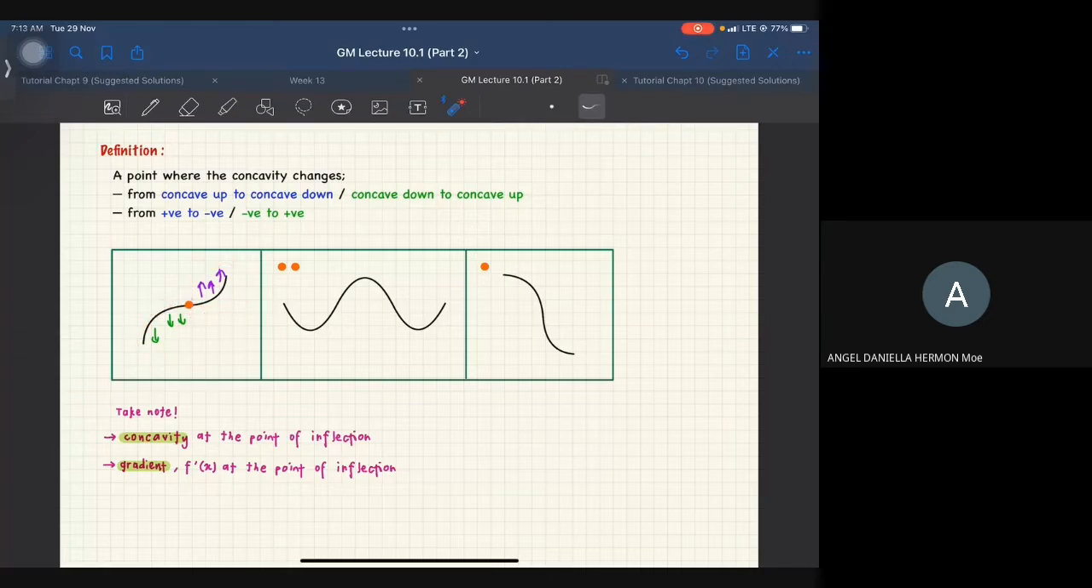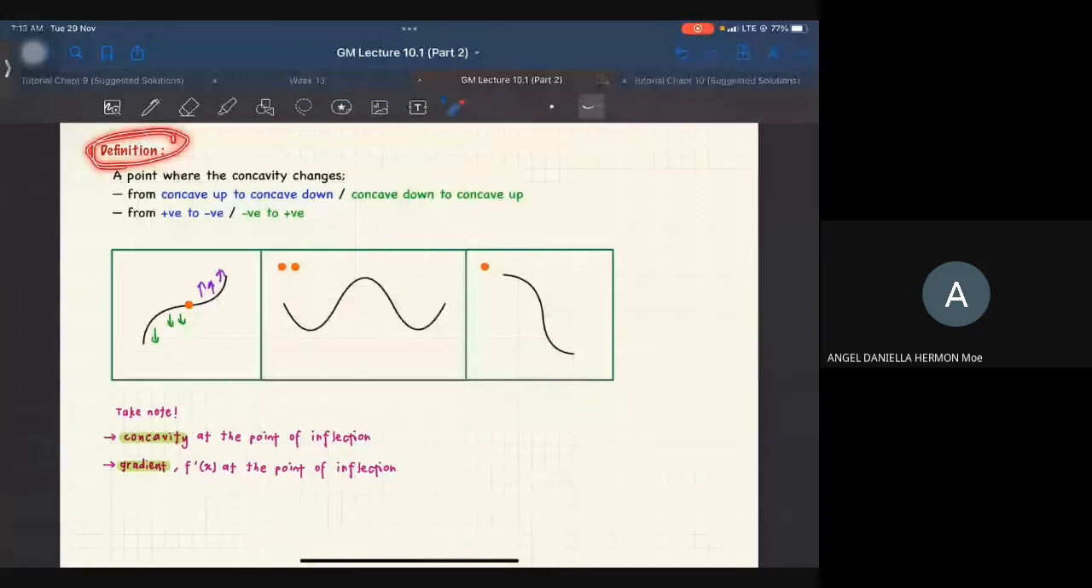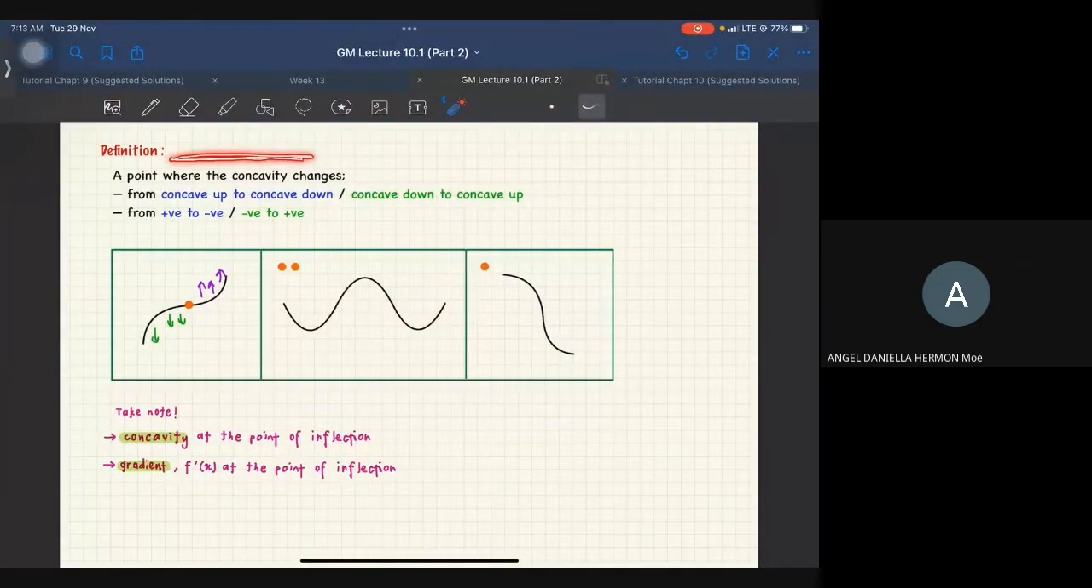Okay, so saya terlupa nak mention this one. This is the definition of inflection point. So nanti awak tambah dekat sini, definition of inflection point. Okay, so it is a point where the concavity changes. So from concave up to concave down, or it can also be from concave down to concave up.